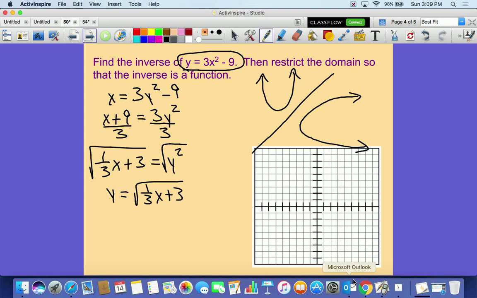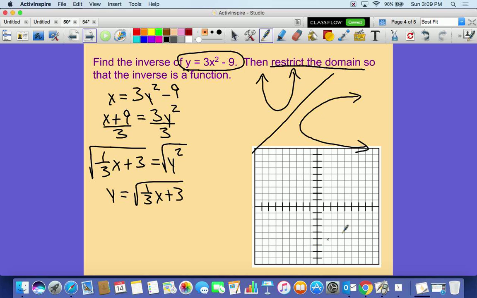Now, what happens with this one though is, as we can see with a vertical line test, the original is a function. Our inverse is not a function because it fails the vertical line test all over this graph. So what we have to do is restrict the domain so that the inverse is a function. So what we're going to do first is graph this out.